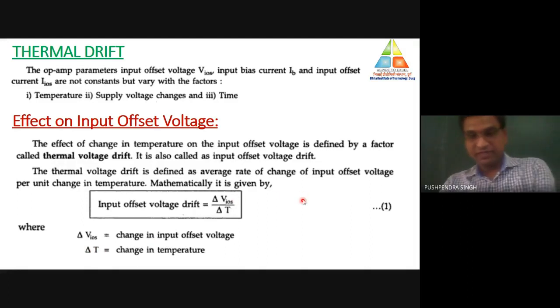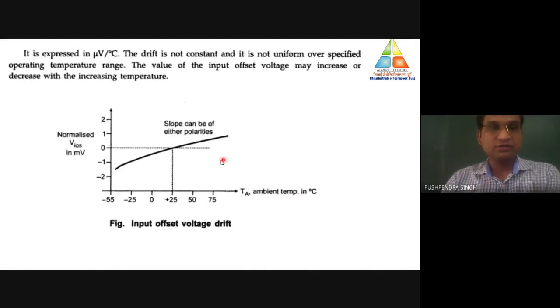Let me see the plot for input offset voltage and temperature. Plus 25 degrees is normal room temperature. So at room temperature, the change in input offset voltage is 0. Why? Because everything we are calculating is with respect to room temperature only. So when the temperature is 25 degrees centigrade, the change in input offset voltage is 0.